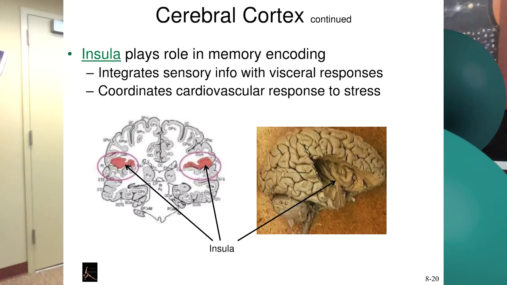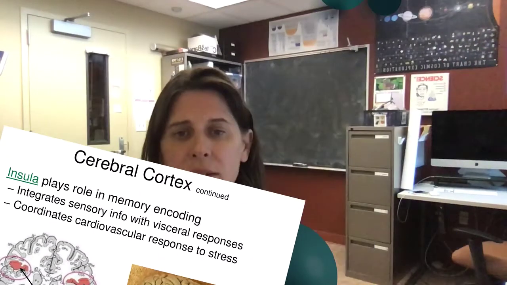So it plays a role in memory encoding, and there's a lot of research going on right now about exactly what the insula does. Okay, so it says there it integrates sensory info with visceral responses. So visceral responses are your organs in your abdomen. Okay, and it can also coordinate cardiovascular responses to stress. And we believe it plays a role in the awareness of things like smoking urges, cravings, and anxieties. So that's one reason that this area of the brain is beginning to get a lot of attention, so we can understand those processes.